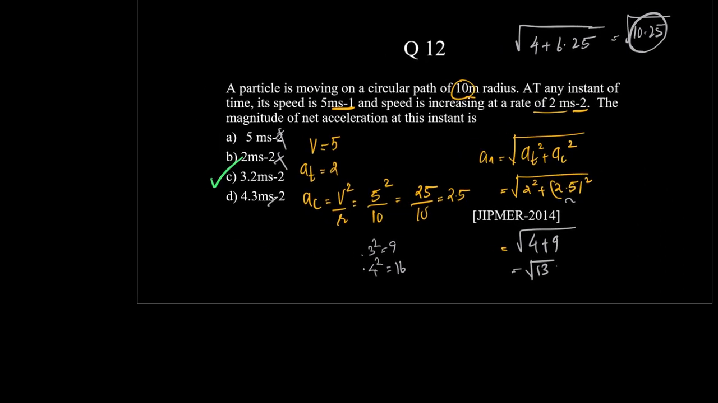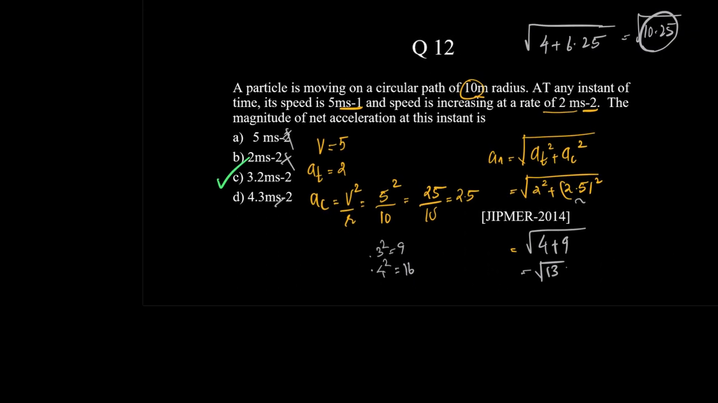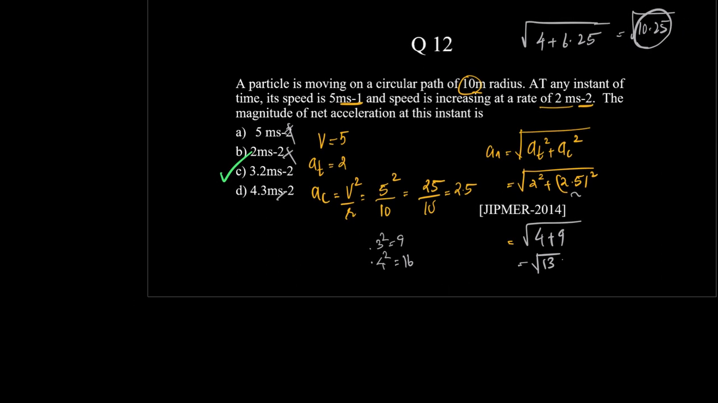And for those people who haven't gone through the previous lecture on the difference between uniform circular motion, accelerated circular motion, and retarded circular motion, let me give you a quick glimpse of it. Not as detailed as we had discussed in the previous problem.